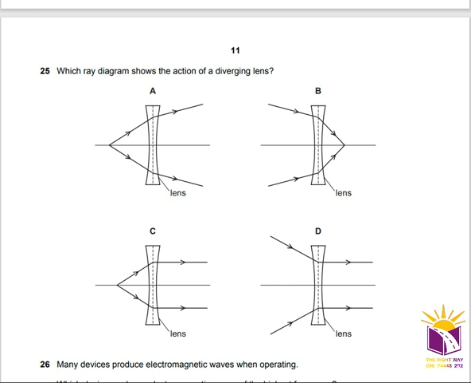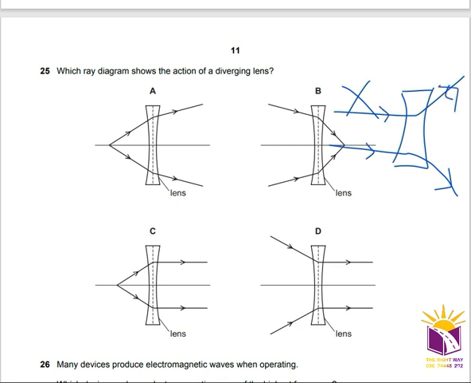Which ray diagram shows the action of a diverging lens? The diverging lens never converges. So B is the wrong option. When our ray moves from the diverging lens, it moves like this. If our ray moves backward from this one, it will move like this one, and the same for this one. So D is the right option, because as the rays move from our lens, they diverge. So the diverging rays move in a straight line after moving from the lens.